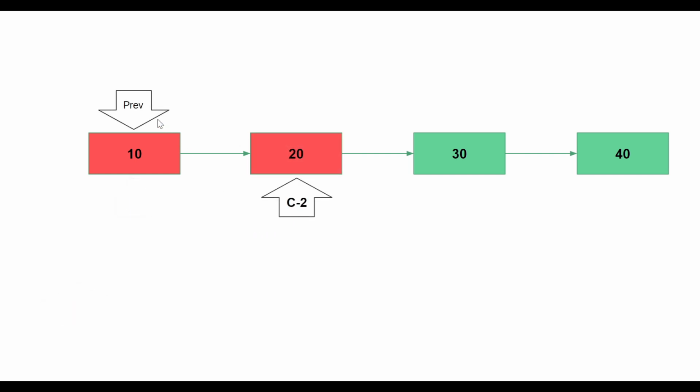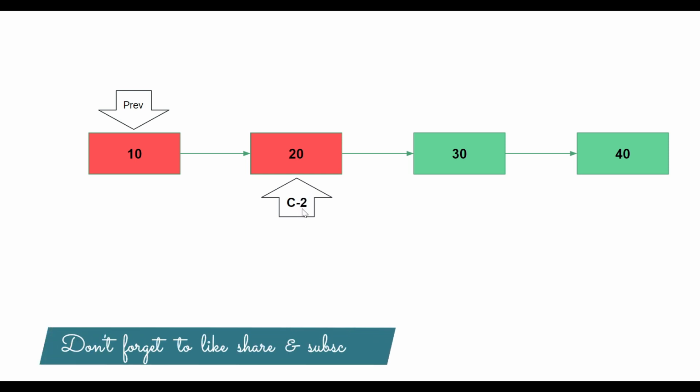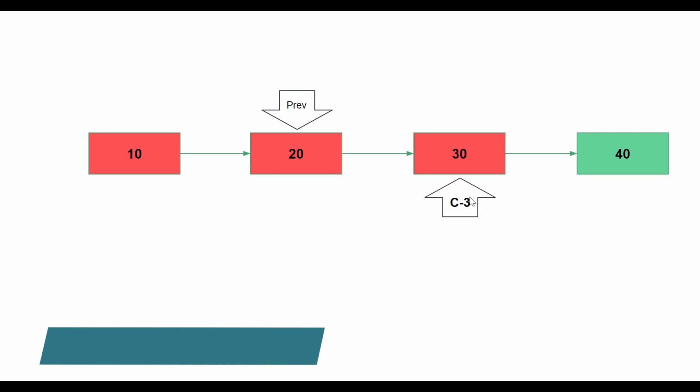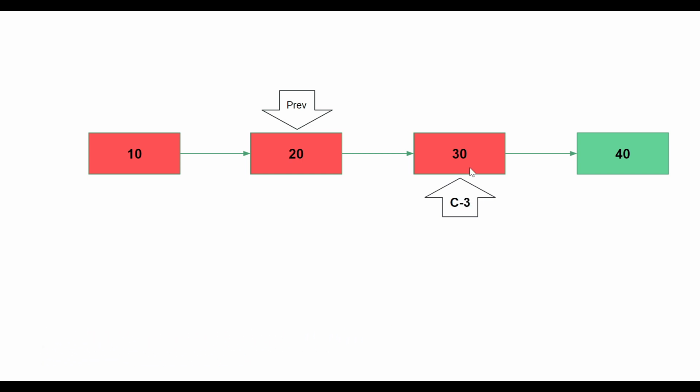Now previous starts pointing to the first node, and current is pointing to 20. The counter value is 2, which means we are at the second location, but the user wants to delete the third node, so the counter value is not equal to the location value. In that case we have to keep moving. Now you can see the counter is 3, which means we found the third location. The counter value is 3 and the location value is also 3, because the user wants to delete the third node, and current is pointing to the node which has data value 30, and previous is pointing to 20.